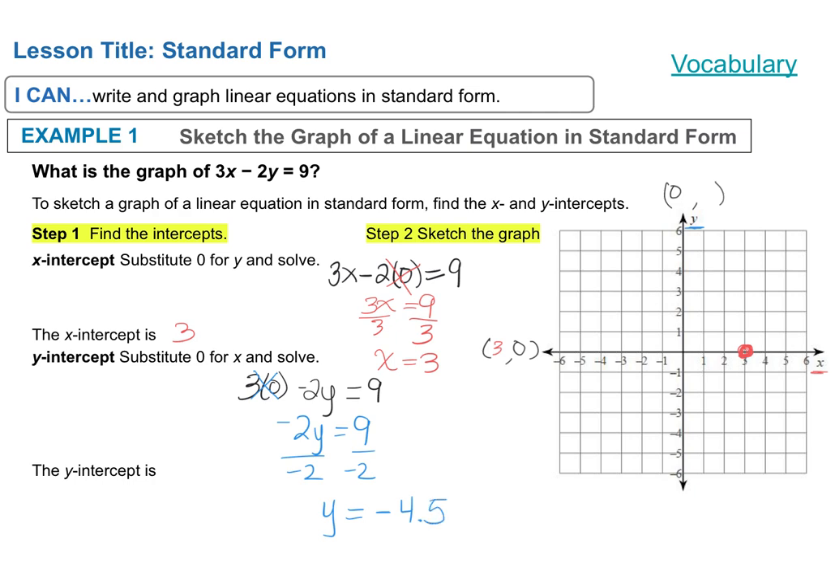This means that the y-intercept is negative 4.5, which can be plotted on the y-axis. Because it is a negative 4.5, that is going to go in between the negative 4 and negative 5. Again, the ordered pair for that point would be 0, negative 4.5. Once you have plotted your points, you can then use a straight edge to create your line.